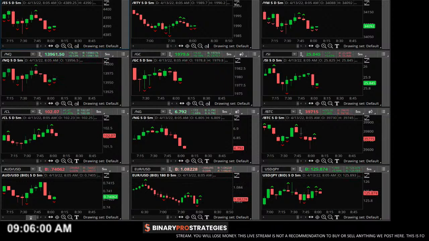Also keep in mind, first thing in the morning, the indices can be quite choppy, so you want to really be careful.